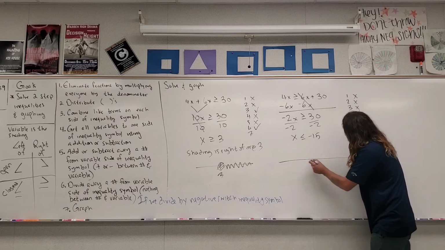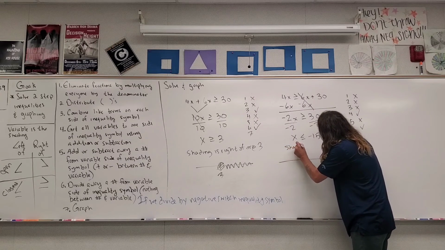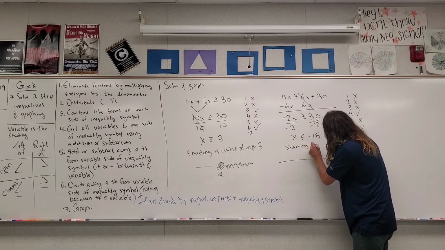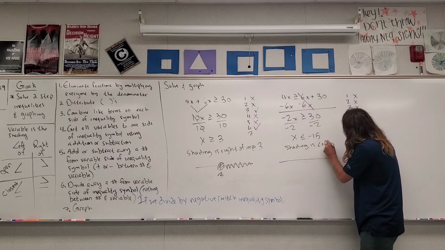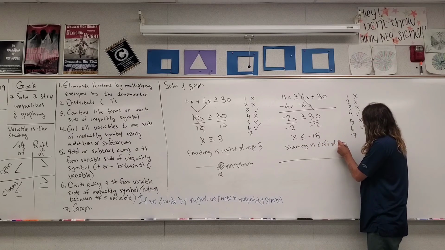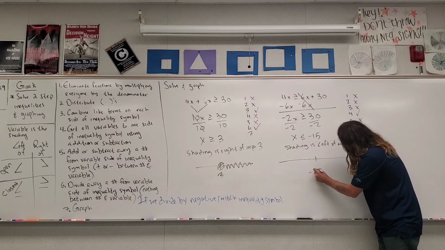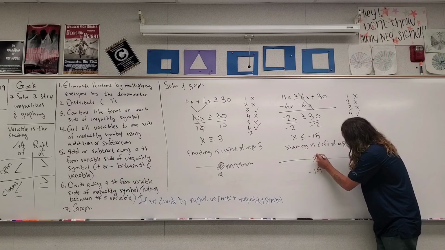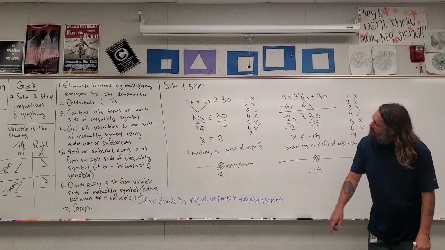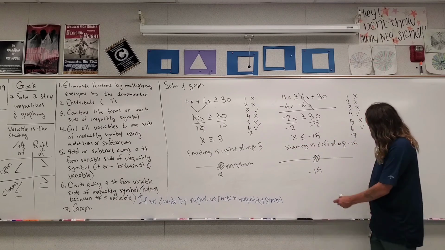Now, let me write that out. The shading is left of or at negative 15. So I'm going to put a negative 15, fill in my circle because that's what it says to do in that table over there, and I shade to the left.